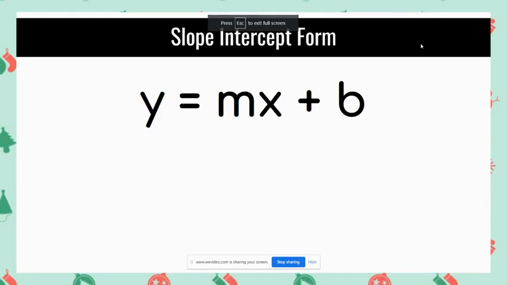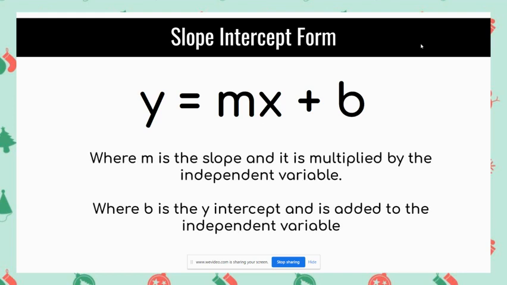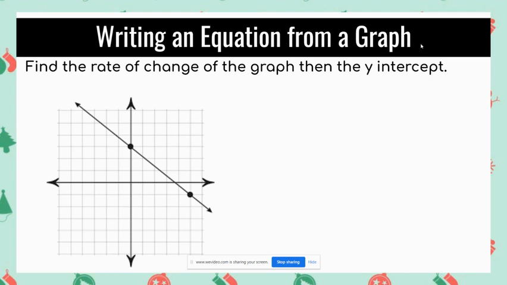Right, slope-intercept form. Remember, all of our equations from here on out are going to be in this format. y = mx + b, where m is your slope, and the slope is always being multiplied by the independent variable, which is your x, and b is the y-intercept, and it's added to the independent variable. So we're going to write an equation from a graph. Remember, all your equations are in y = mx + b.